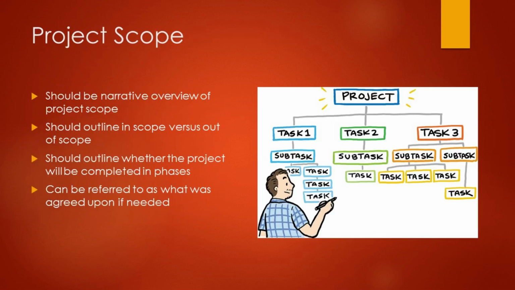Project scope. The project scope description found in the project charter is a narrative overview of the work that will be achieved as part of the project. You should outline whether the deliverables associated with this project will be completed at once or in phases, and you should also call out what is in scope for this project and what is out of scope for this project. The purpose of this is to clearly call out what items will or will not be delivered.